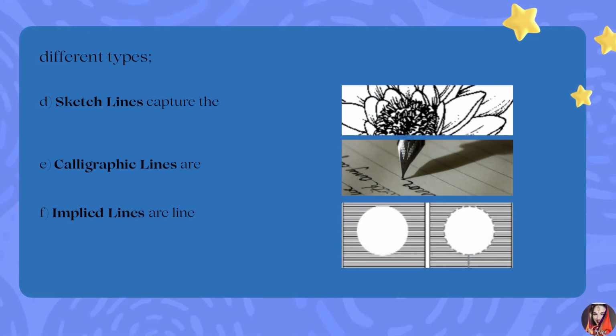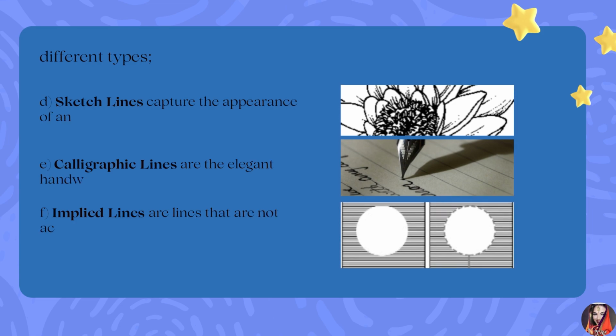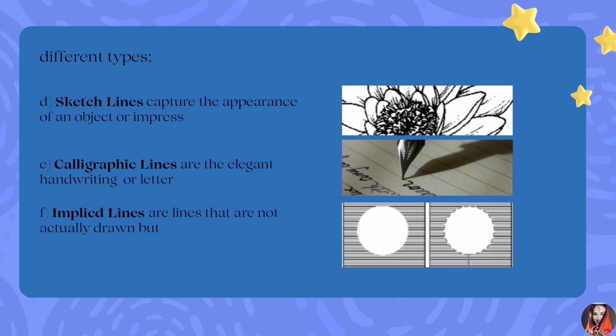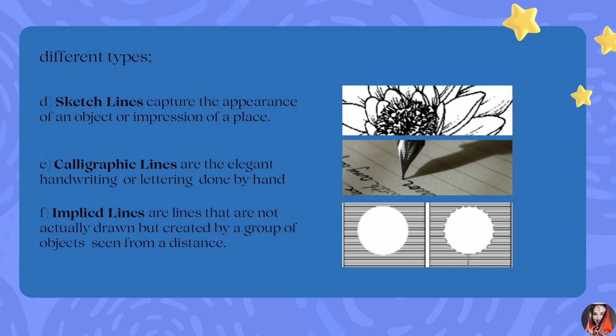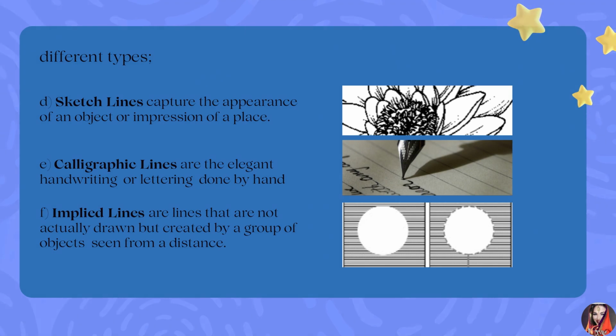Letter D is sketch lines. It captures the appearance of an object or impression of a place. Letter E, calligraphic lines are the elegant handwriting or lettering done by hand. Letter F, implied lines are lines that are not actually drawn but created by a group of objects seen from a distance.